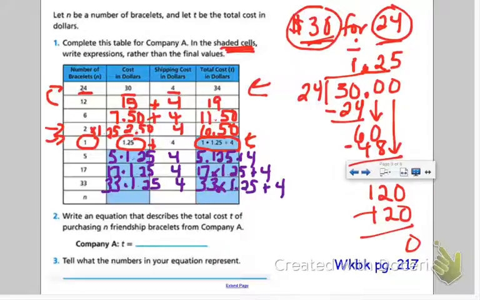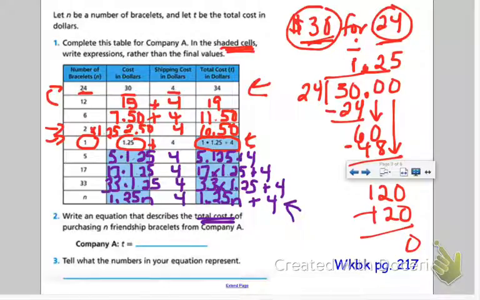So N is going to represent the number of bracelets. It could be 33, it could be 17, it could be 125, doesn't matter. I'm going to have to do $1.25 times N, times the number of bracelets. And if I want to get my total cost, I have to do $1.25 times the number of bracelets plus the $4 for shipping. So we're going to use this to write our equation to describe the total cost, T, for purchasing N friendship bracelets from Company A.